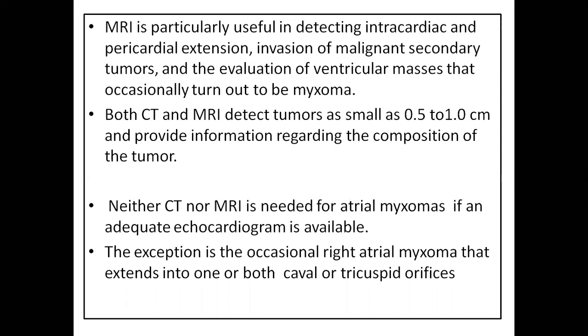Both CT and MRI can detect lesions as small as 0.5 to 1 centimeter and provide information regarding the composition of the tumor. But neither CT nor MRI is needed for atrial myxoma if an adequate echocardiogram is available. The exception is the occasional right atrial myxoma that extends into one or both cavae or the tricuspid orifice.